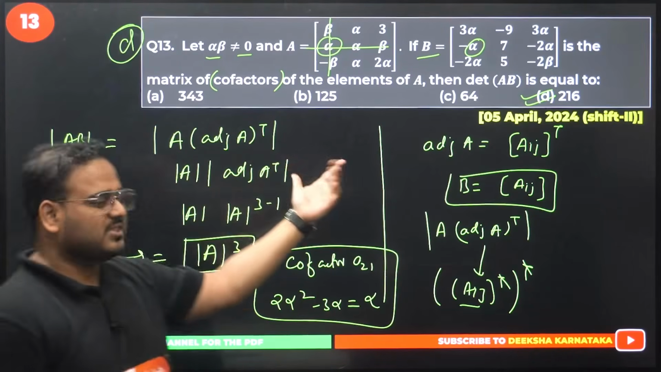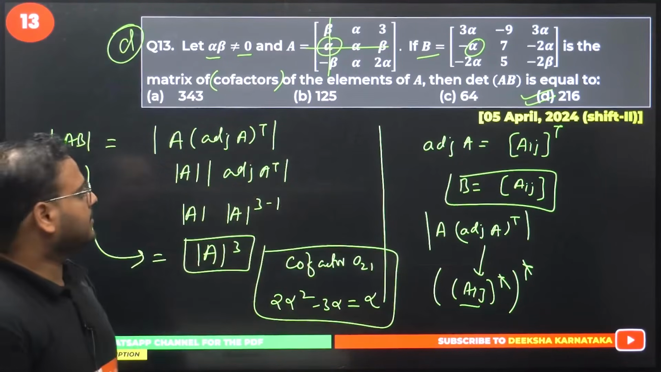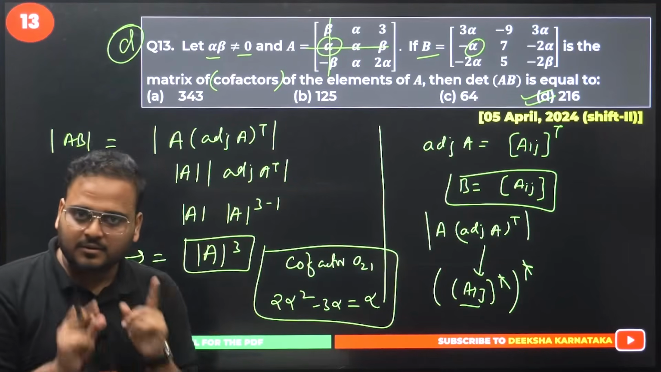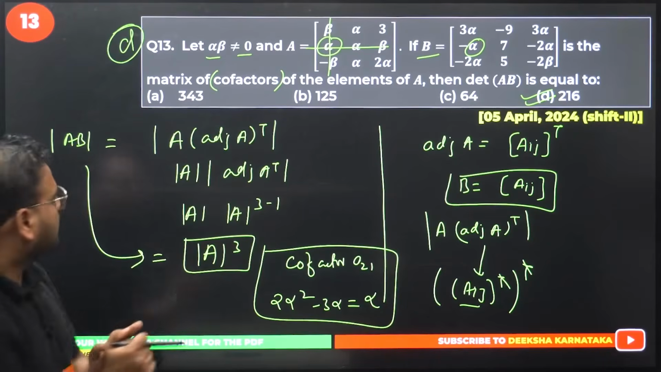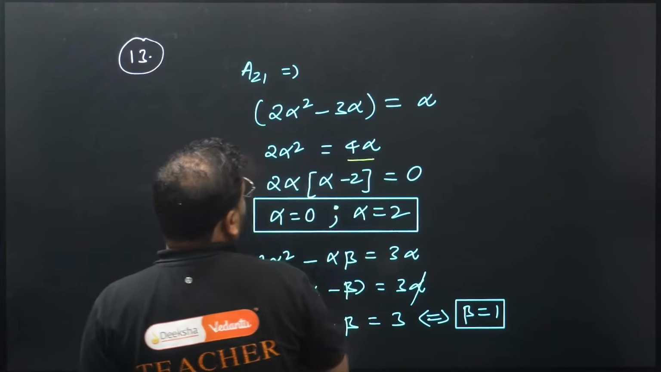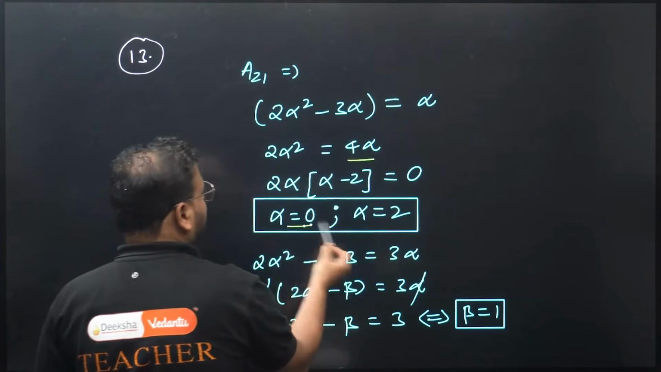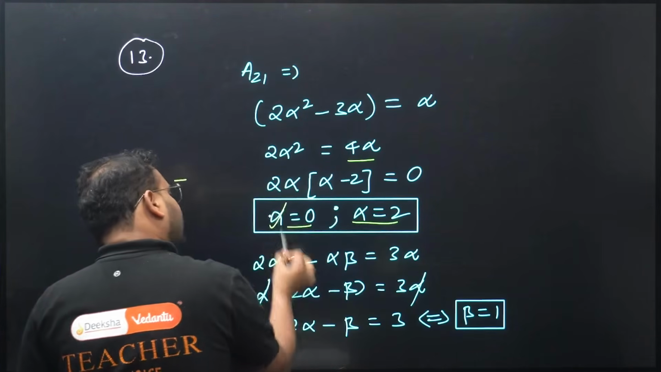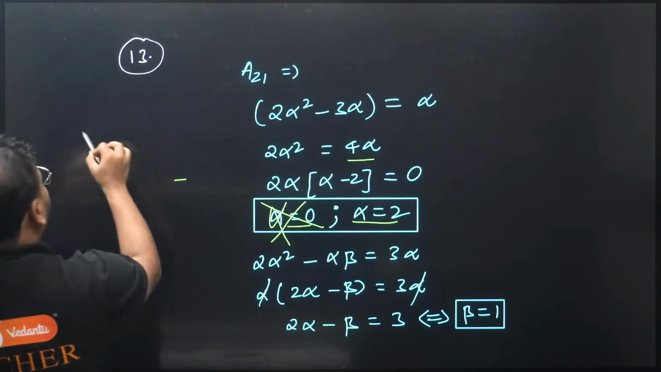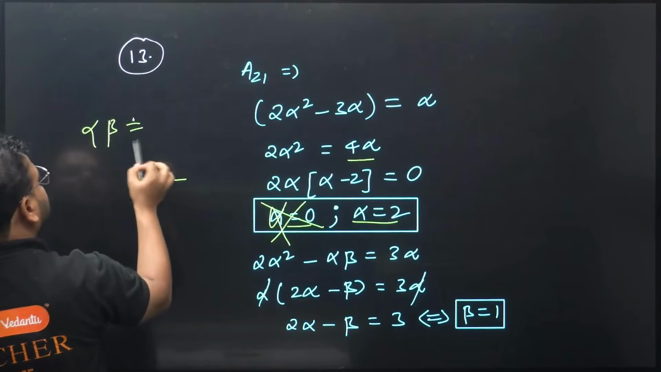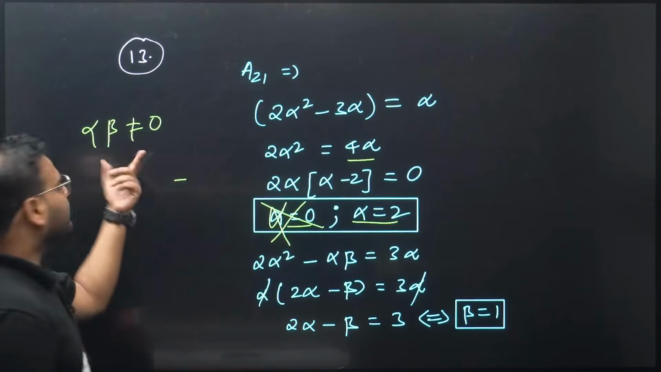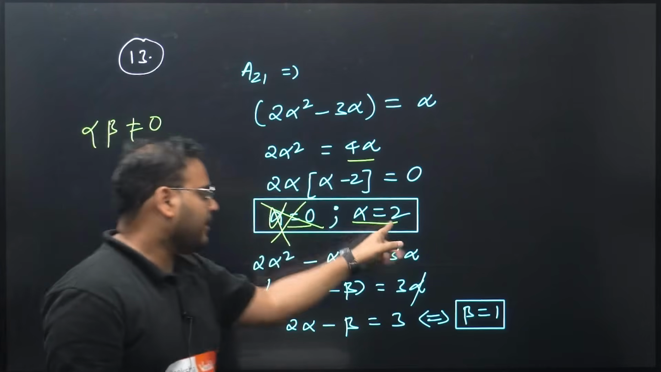Again, it's coming as 216, I think. I'm not sure, I'll check. I think it's 216 only. Okay, done. Did you try it right now? Have a look. It becomes 4 alpha. If you take the factors, you have alpha value as 0 or 2. You cannot take 0 because alpha into beta is non-zero, which means alpha cannot be 0. If alpha is 0, the product of alpha and beta will become 0. So alpha value is 2.